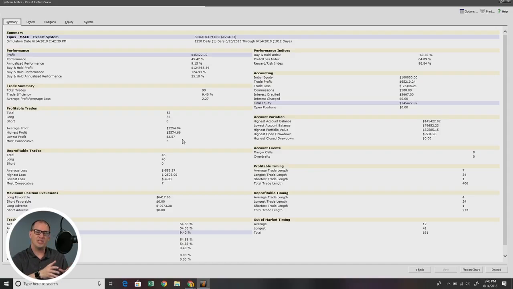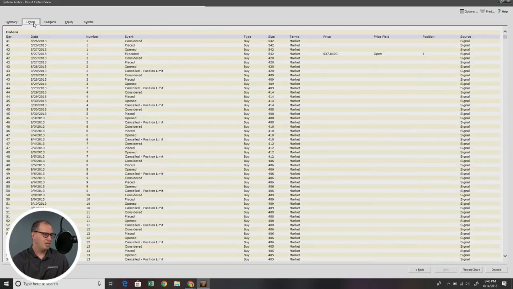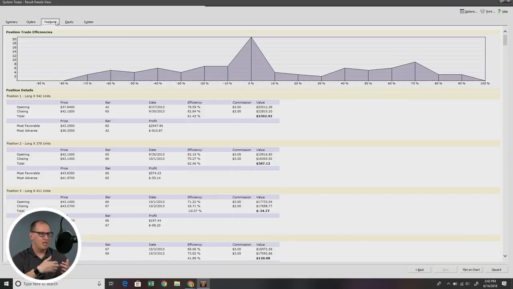Let's just look at some of the detail you can see in the system tester. So we have a full overview of all the trades that were placed, your performance. You can see how it did if you would have bought and held, your unprofitable trades, your profitable trades. All this information is available in a report to you here. You can look at every order that was placed throughout time. You can look at all the positions. But in this quick presentation here, the one I'd like to show you is the equity line.